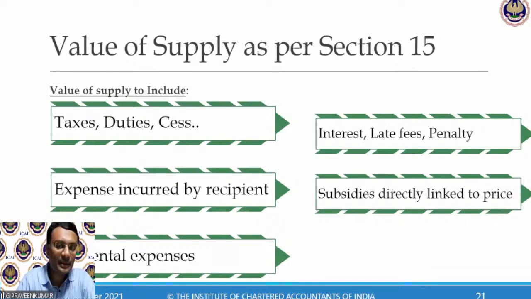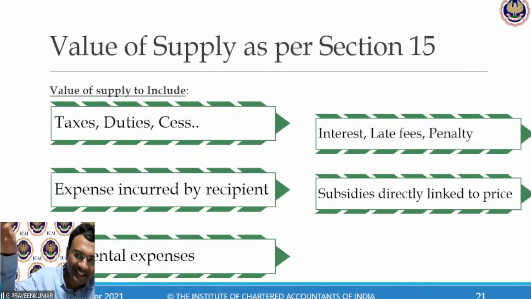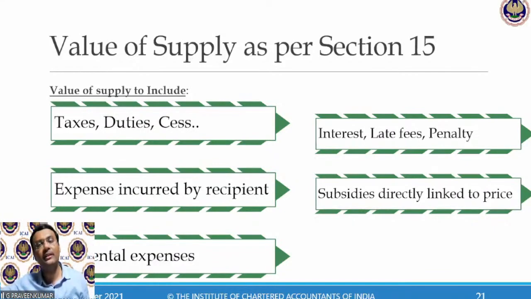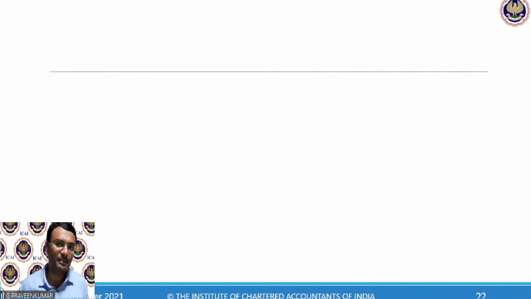When I was giving the example of subsidy, always remember this Indira canteen, where the Congress government, wherever the Congress is the ruling party in that particular state, when there is an Indira canteen which is being operated, any money received by the state government by way of a subsidy shall be excluded from the value of supply.